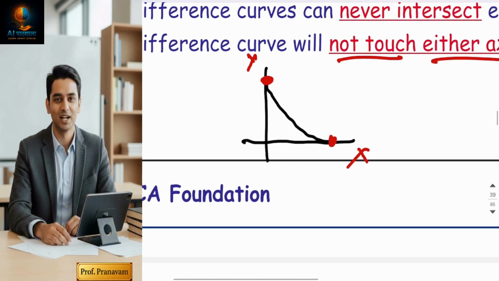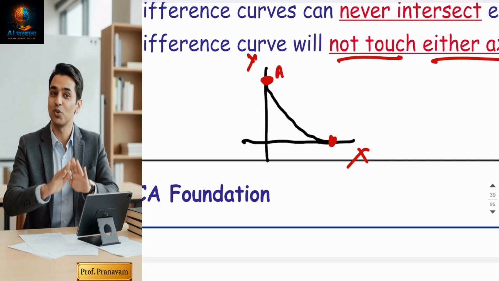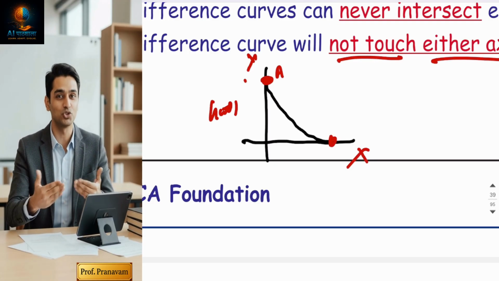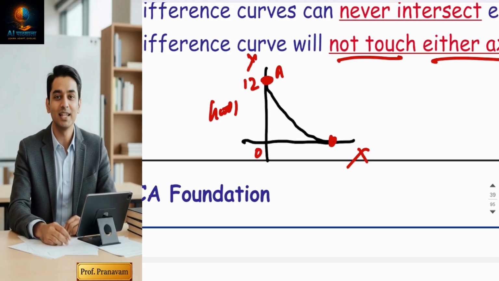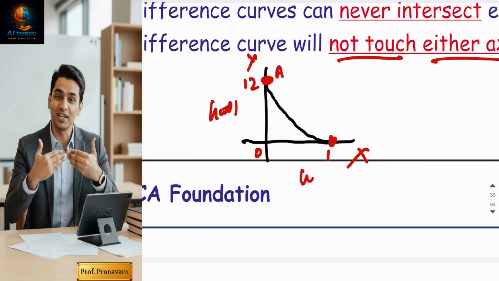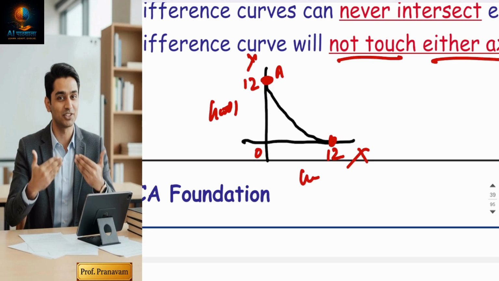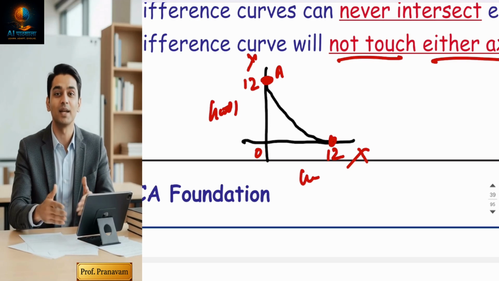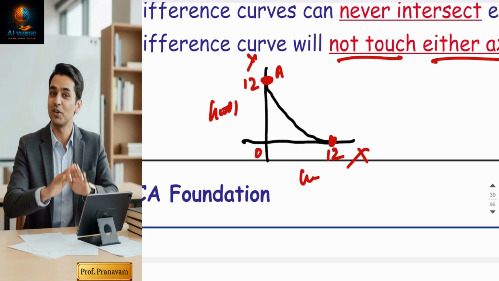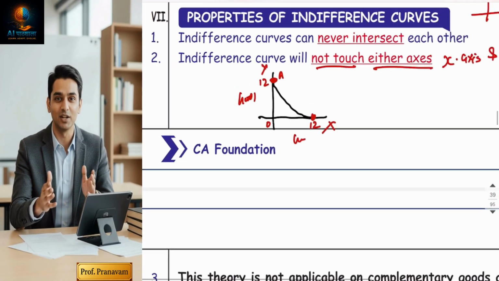Okay, sir, how come when it touches the x-axis it becomes a single commodity? See, if I say this is my A combination, so I'm demanding good Y 12 units and good X 0 units. And if I say I'm demanding good X 12 units, 0 units of Y consumption. So the indifference curve will never touch either of the axes.